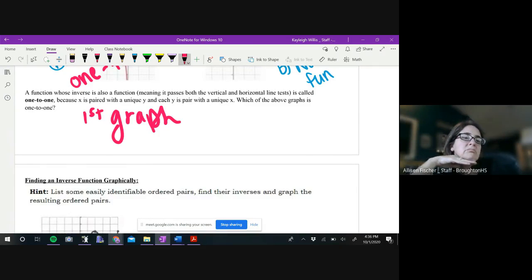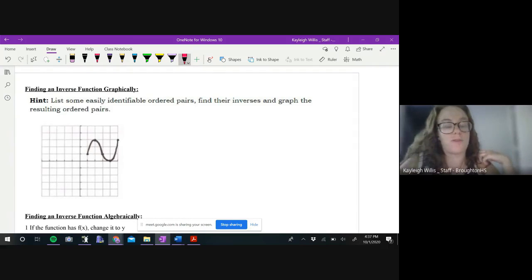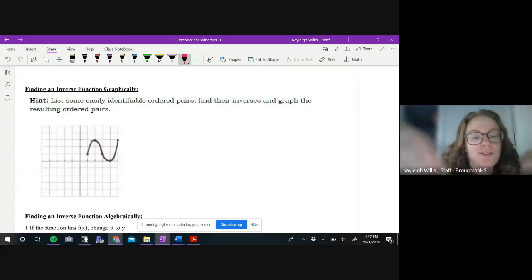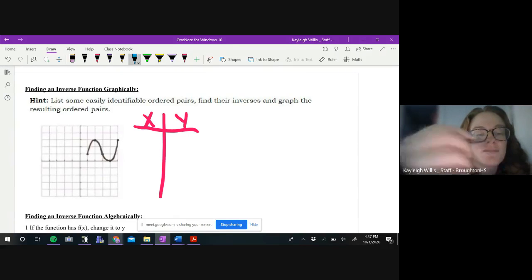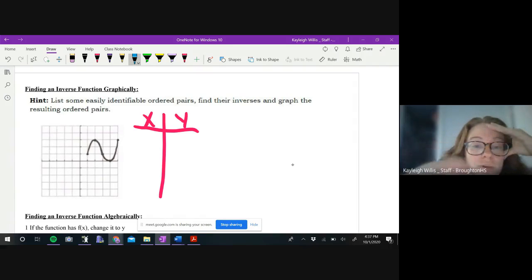All right, finding the inverse graphically. So we're going to graph the inverse of this function. First thing we have to do is make a table of values, because what the definition stated is that x's and y's are just flipped. So this is going to be my original function, which I'm just going to call f of x.